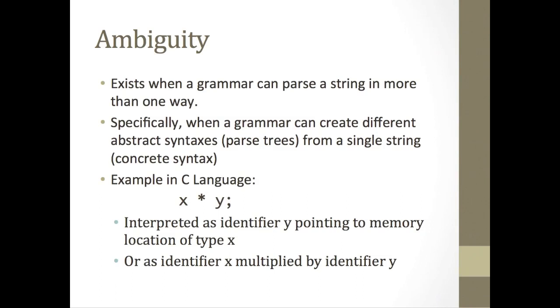For example, in the C language, x asterisk y ending with semicolon can be parsed and later interpreted to be either an identifier y pointing to an allocation of memory of type x, or as an identifier y multiplied by an identifier x. Both of these parsed results from the same string clearly have different meanings.